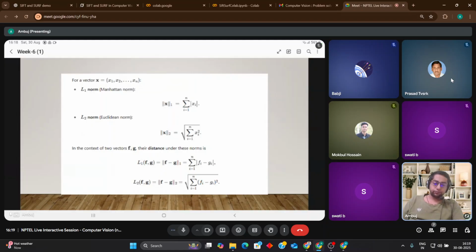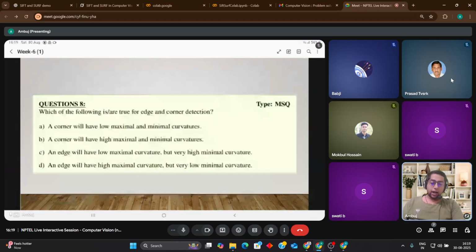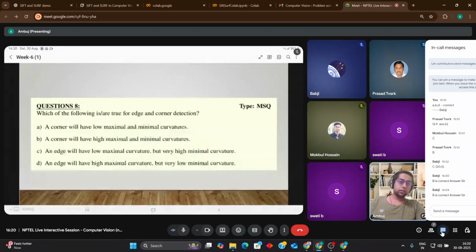Option number C. Then question number 8: which of the following is true for edge and corner detection? Corner will have low maximal and minimal curvatures. Corner will have high maximal and minimal curvatures. Edge will have low maximal curvature but very high minimal curvature. Edge will have high maximal curvature but very low minimal curvature. Which option do you feel is correct? Please try to comment it down.